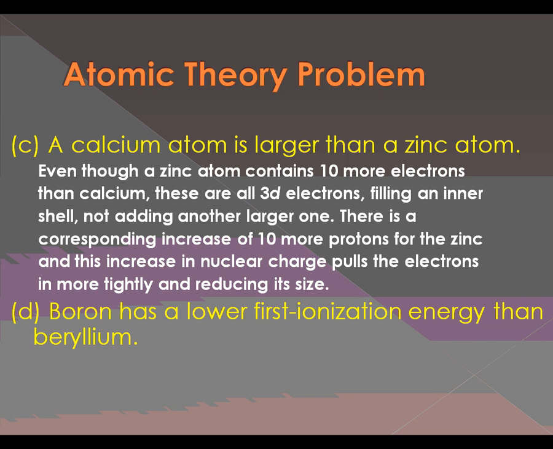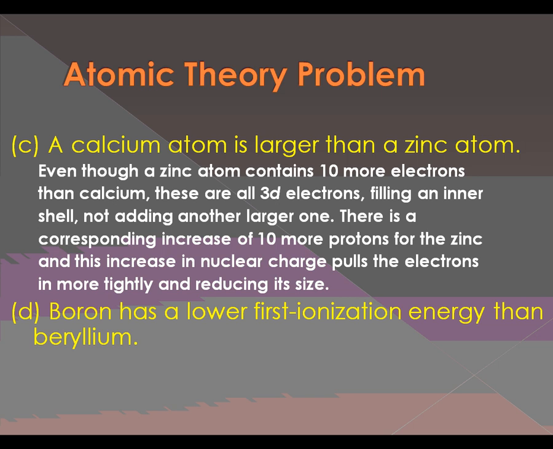What I would do is actually say this. Calcium has 20 protons, while zinc has 30. Zinc has a greater nuclear charge than calcium, so those electrons would be pulled in tighter, causing zinc to be smaller and calcium to be larger. Something like that. You just got to find, what are they talking about? Are they talking about the distance, or are they talking about the nuclear charge?